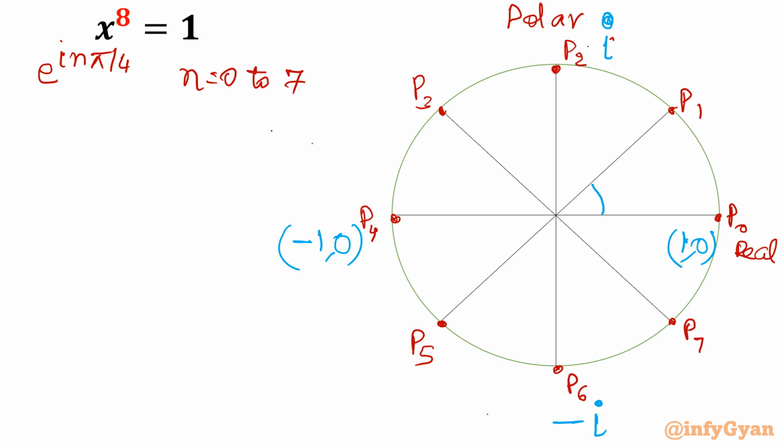Now this angle is theta. Theta is equal to pi over 4. Now I will write P1. See, this is your first quadrant. Which one? This one is your first quadrant, second quadrant, third quadrant, fourth quadrant.